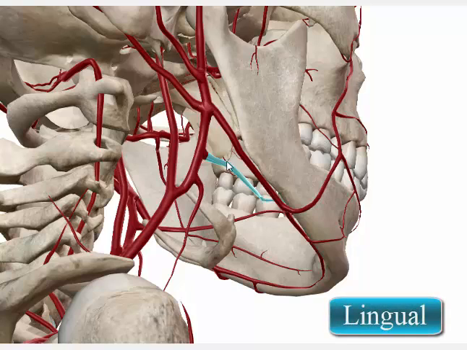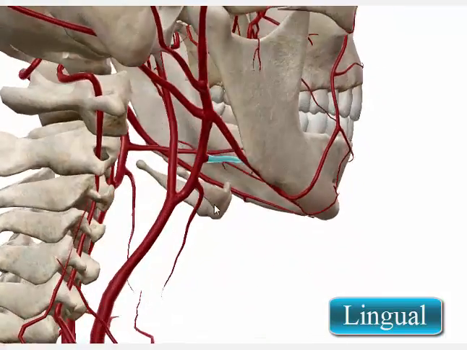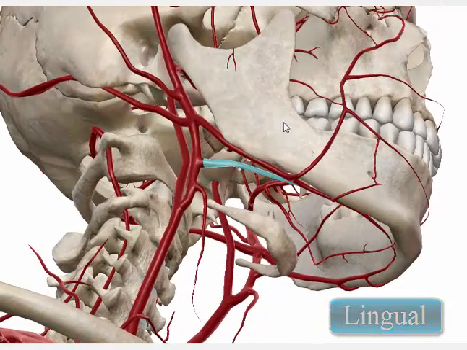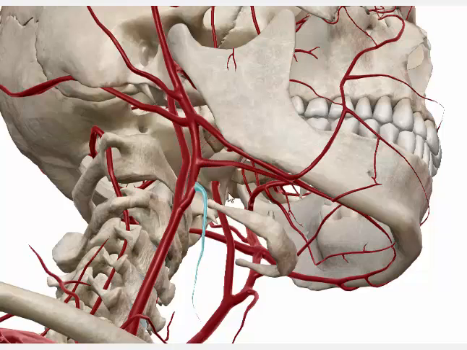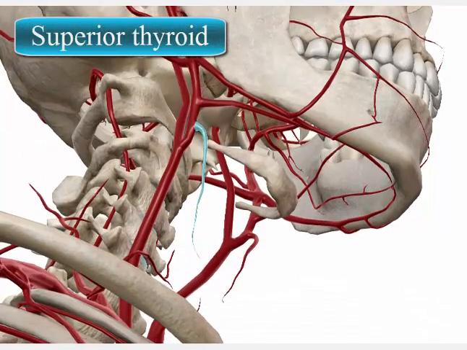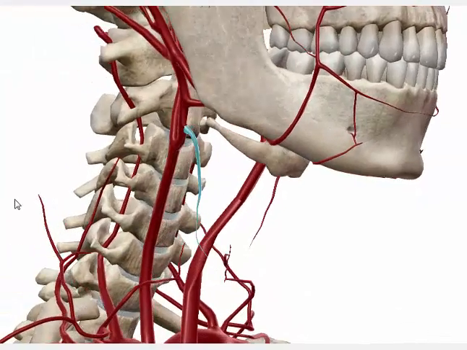Lingual artery arises just below the facial artery. It ascends to the tongue between the suprahyoid muscles and supplies them, as well as the muscles and mucosa of the mouth. Superior thyroid artery is the next branch. It provides the blood supply to the thyroid gland and gives branches to the larynx and laryngeal muscles.